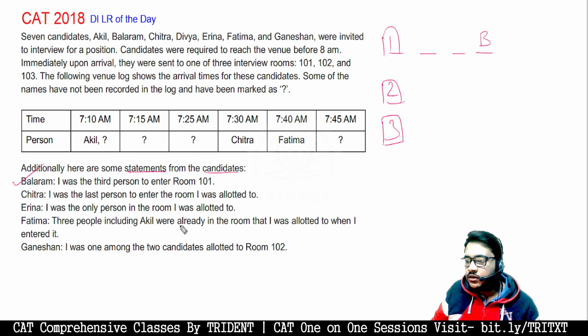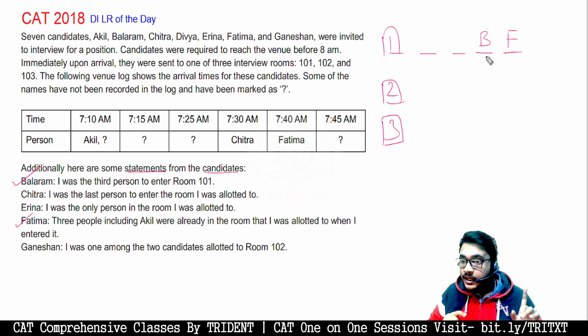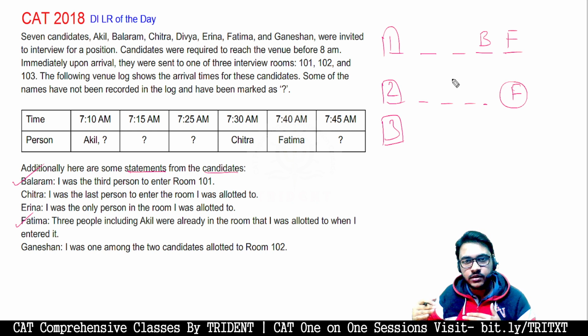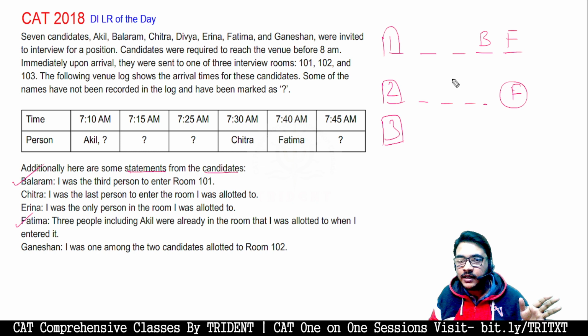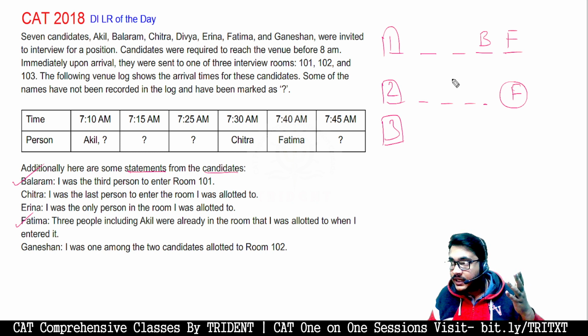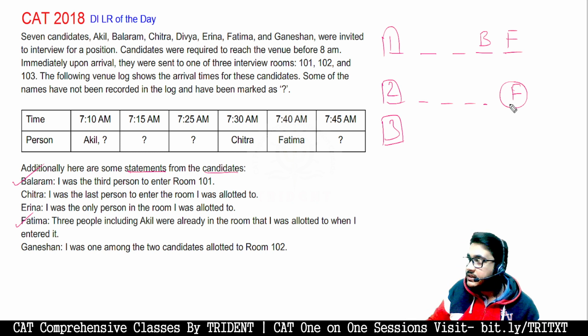Fatima: 3 people including Akhil were already in the room that I was allotted to. Oh wow, that is an interesting piece of information. What it tells me is that there are already 3 people. So for all practical purposes, I can fill Fatima in the first one. I can also fill Fatima over here. So there could be a possibility that there are 3 people over there and Fatima is the 4th one. So 4 and 4, 8. Total 8 possibilities. 1 room is left empty. So that basically should tell you that this case is not allowed. That means fixing the position for Fatima should not be a problem for me. So Fatima is fixed at room number 1.